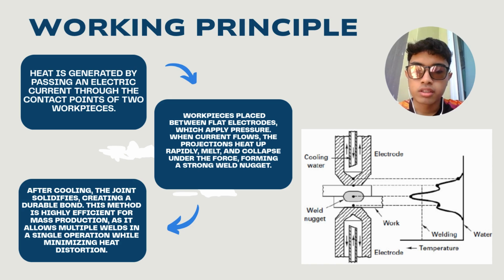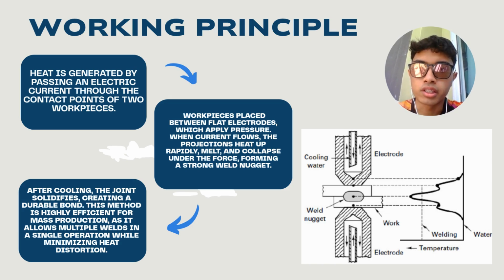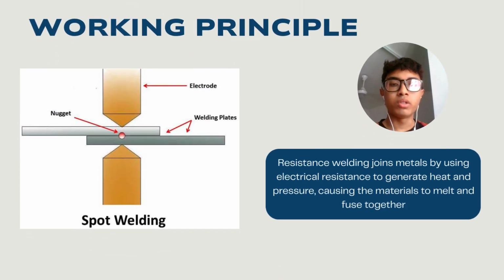After cooling, the joint solidifies, creating a durable bond, and this method is highly efficient for mass production as it allows multiple welds in a single operation while minimizing heat distortion. In simple words, resistance welding joins metal by using electrical resistance to generate heat and pressure, causing the materials to melt and fuse together.